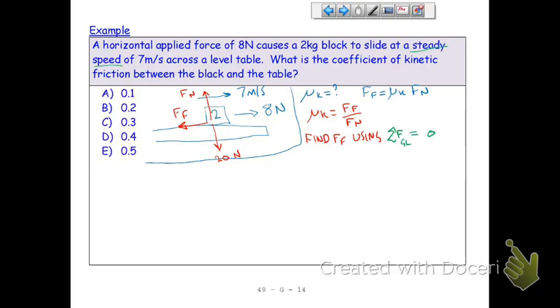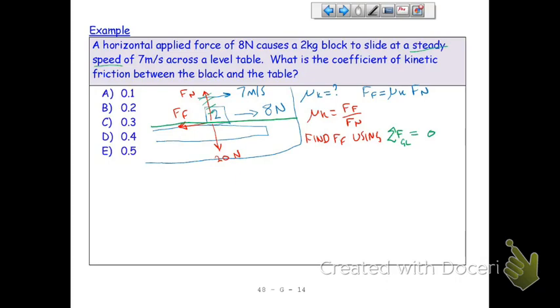Where am I going to put my green line? I want to find Ff, so I want to ignore Fn. So I'm going to put my green line like that. Put your green line perpendicular to what you want to ignore. There's two unknowns, Ff and Fn. I want to separate them.